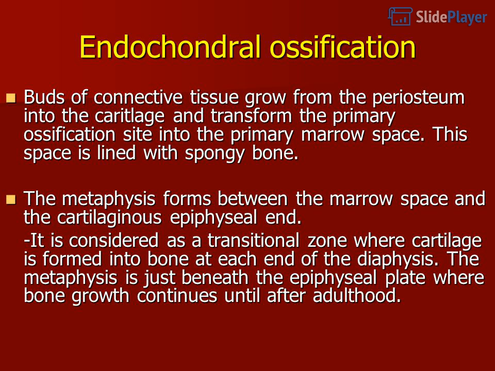Buds of connective tissue grow from the periosteum into the cartilage and transform the primary ossification site into the primary marrow space. This space is lined with spongy bone. The metaphysis forms between the marrow space and the cartilaginous epiphyseal end. It is considered a transitional zone where cartilage is formed into bone at each end of the diaphysis. The metaphysis is just beneath the epiphyseal plate, where bone growth continues until after adulthood.